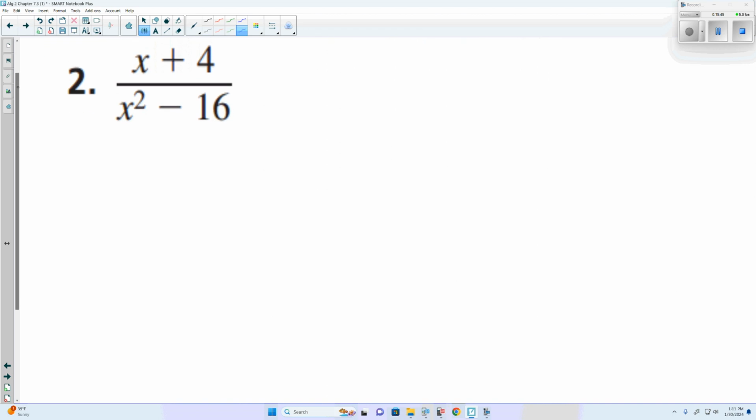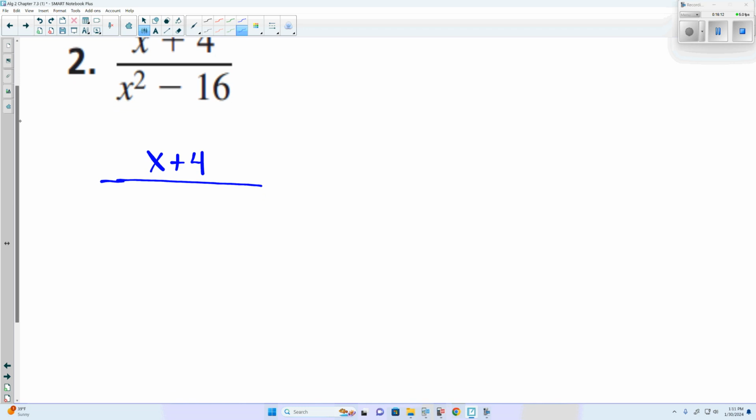All right, let's look at the next one. X plus 4 over x squared minus 16. So if we look at the numerator, x plus 4, is it factorable? The degree is 1, and we know the degree because it's the biggest exponent is 1. There's no greatest common factor, so it is just x plus 4. X squared minus 16. So here we can factor with 2 sets of parentheses since there is no greatest common factor.